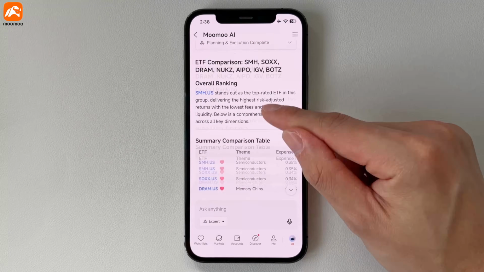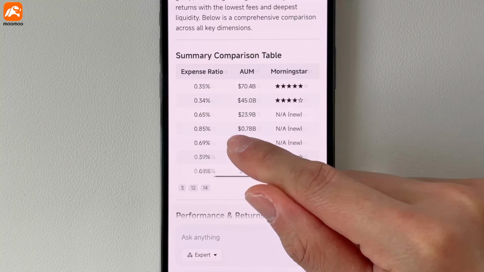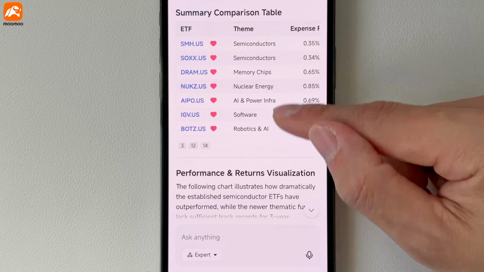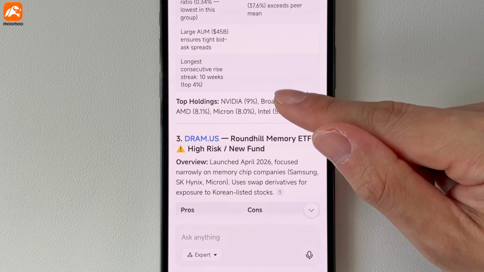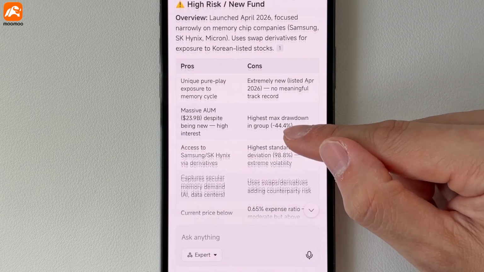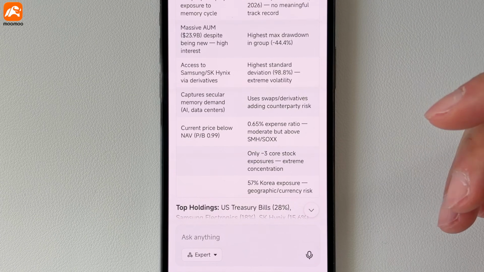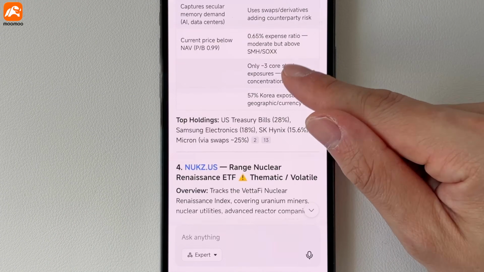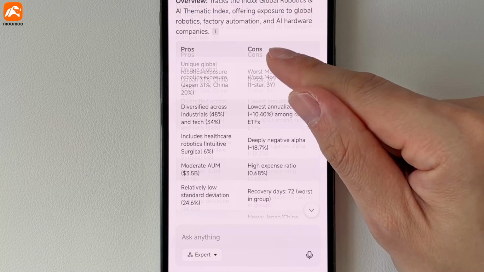Here I can see a very neat summary comparison table of all the ETFs, their respective theme, expense ratio, AUM, Morningstar rating, and more. If I scroll down further, I can see a summary of the different ETFs and the characteristics they may have. For example, for DRAM, the AI listed the pros and cons. It has a massive AUM of 23.9 billion, but it also has a very high drawdown. The AI doesn't just tell you what is great about it, it also tells you the risk it has, providing a more balanced perspective.